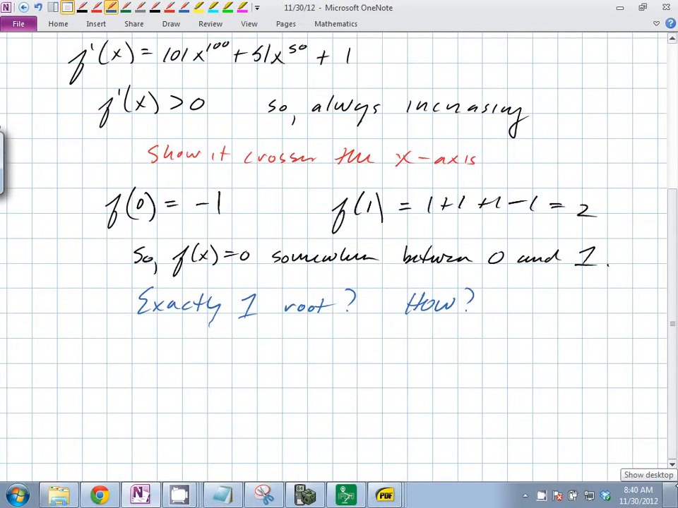Correct. So what would you say if you wanted to write this as a sentence? Because the function is always increasing, it can never go down and cross the axis again. Okay, so this is okay, but it can never turn around, so there can never be a what?